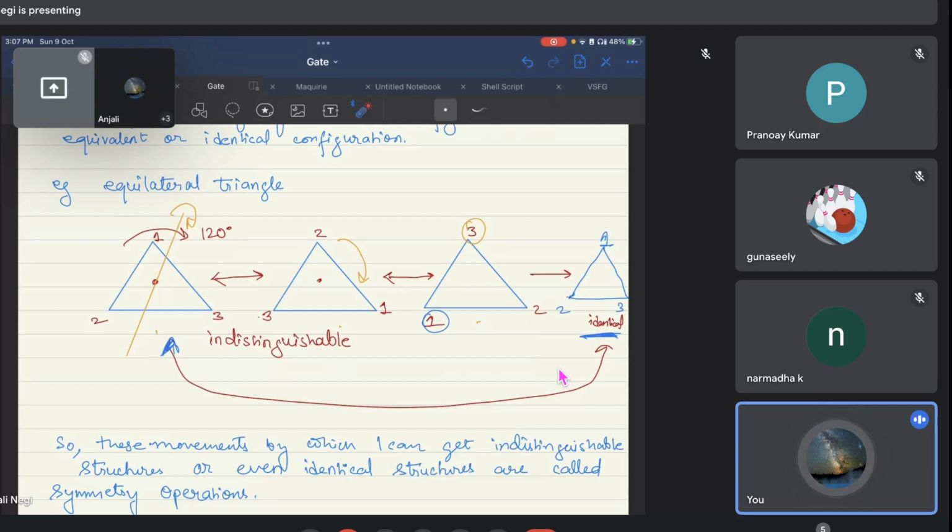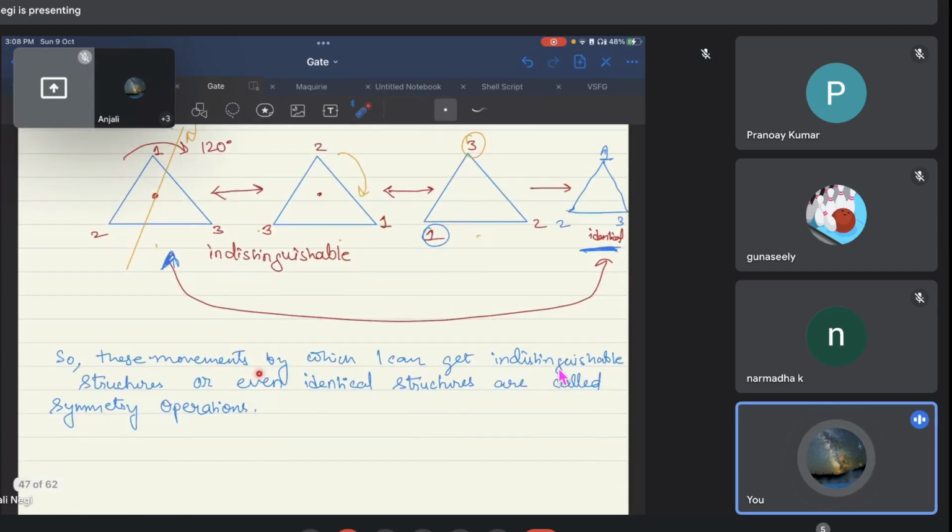So this is what we can understand by symmetry operation. The gist is that we need to get an indistinguishable configuration at each point, such that I can call that operation a symmetry operation. These movements by which I can get an indistinguishable structure, or even an identical structure, are called symmetry operations.